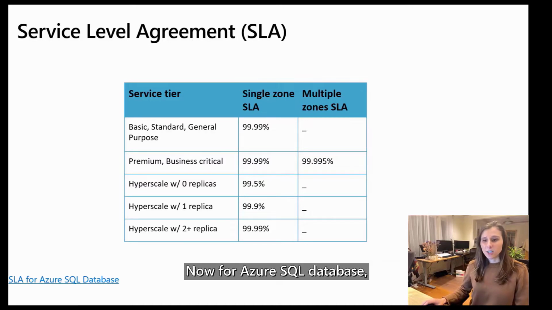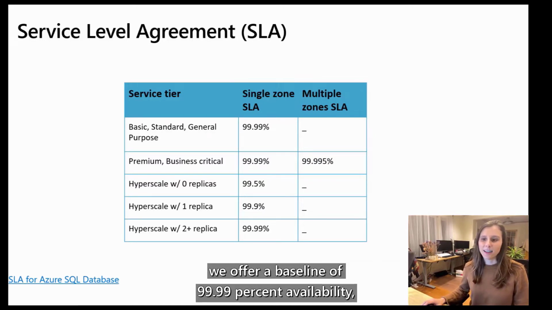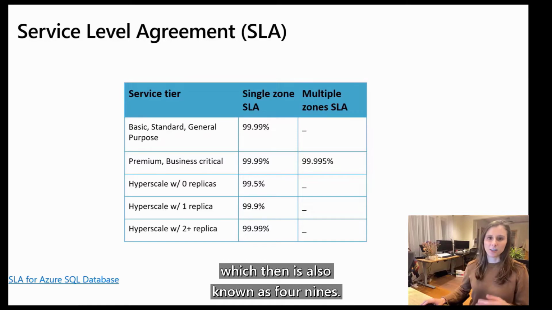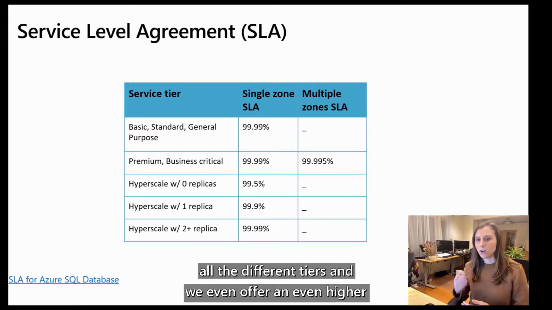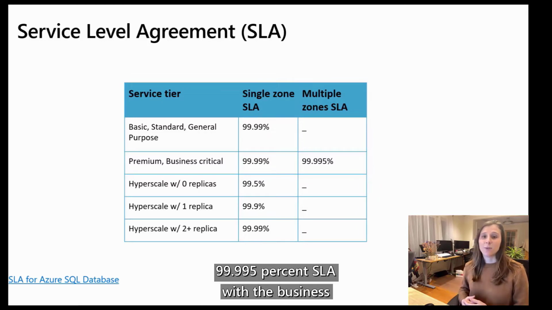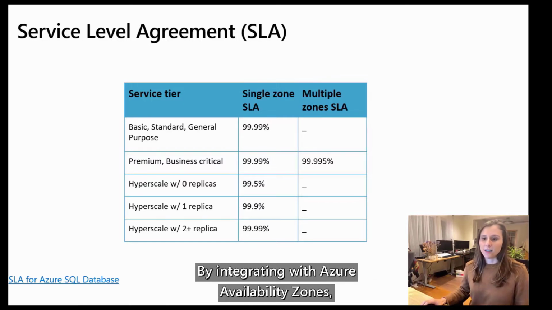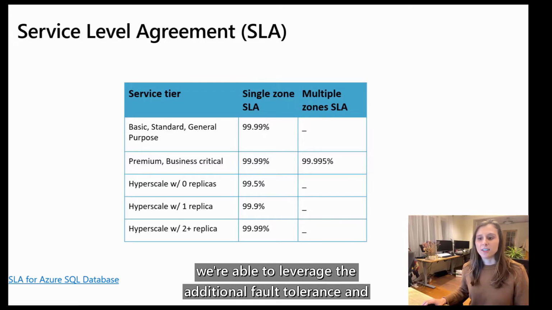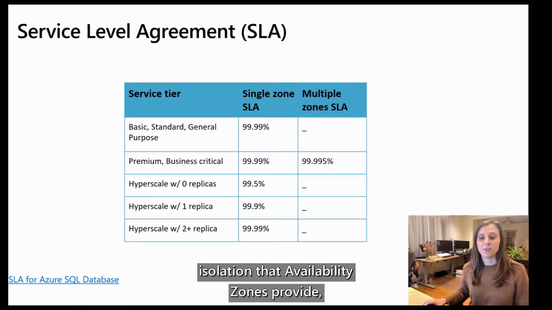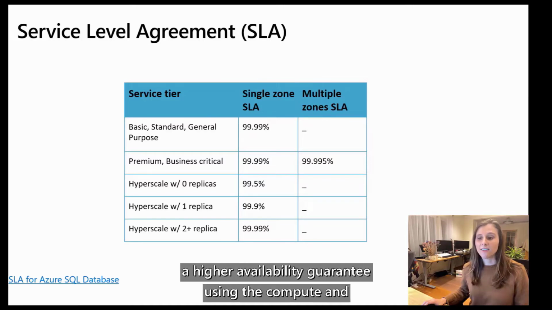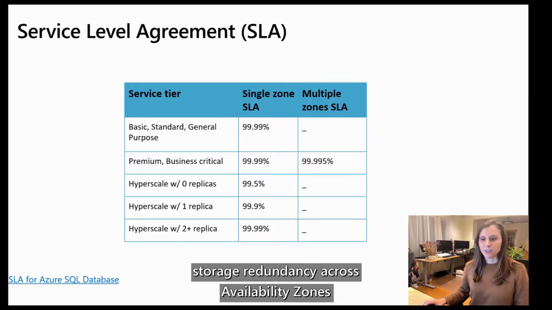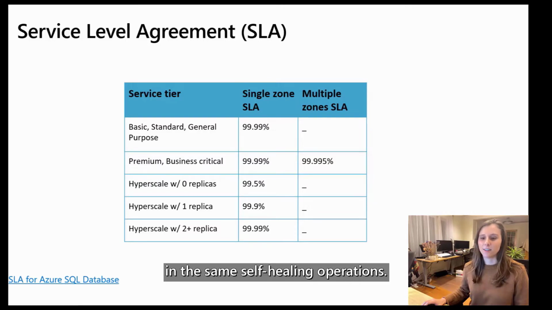Now for Azure SQL Database, we offer a baseline of 99.99% availability, which is also known as 4 nines. This SLA is across all the different tiers, and we even offer a higher 99.995% SLA for the business critical tier when the zone redundant configuration is enabled. By integrating with Azure Availability Zones, we're able to leverage the additional fault tolerance and isolation that availability zones provide, which in turn allows us to offer a higher availability guarantee using the compute and storage redundancy across availability zones in the same self-healing operations.